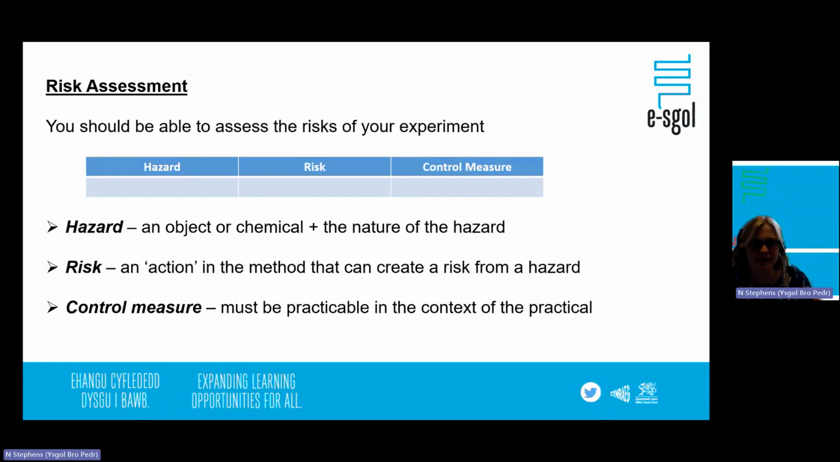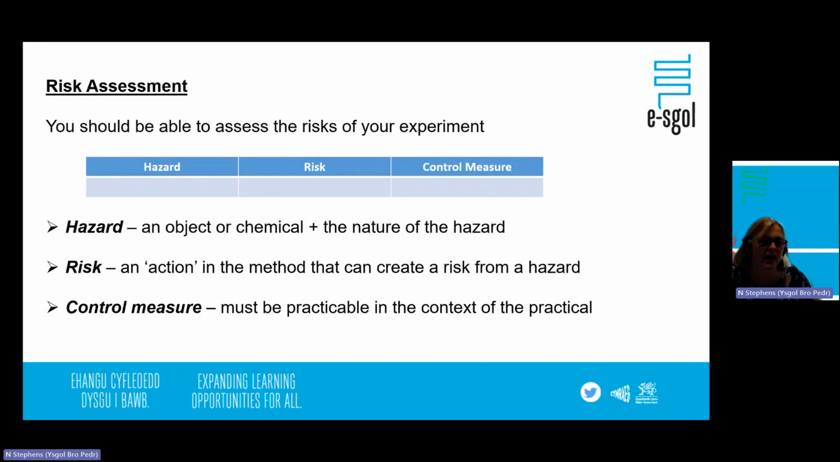Risk assessment is the second thing there. It builds upon what you did at GCSE, in that you are meant to be familiar and confident in highlighting any hazards within an experiment that you will carry out, able to identify any significant risk within the method, and then, of course, have a reasonable and sensible control measure in order to limit that risk.